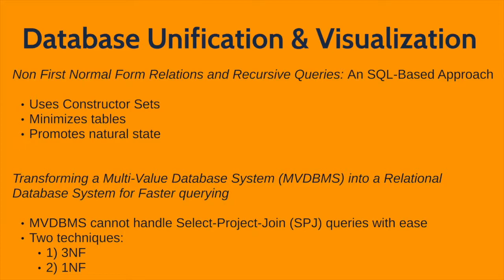Another option is to transform the data sources into a relational database system. By doing so, faster querying can take place. To make basic action queries more straightforward, third normal form and first normal form tables are a must.